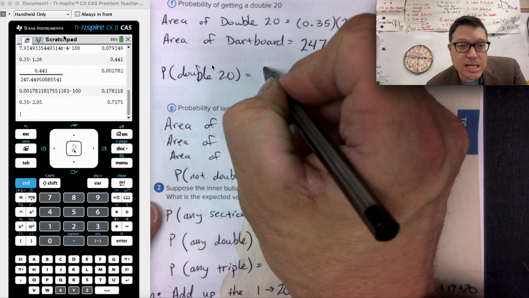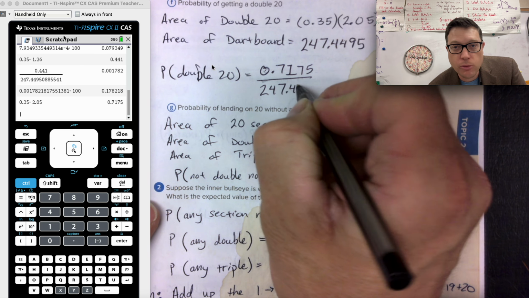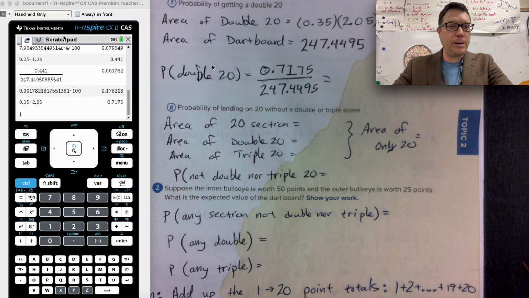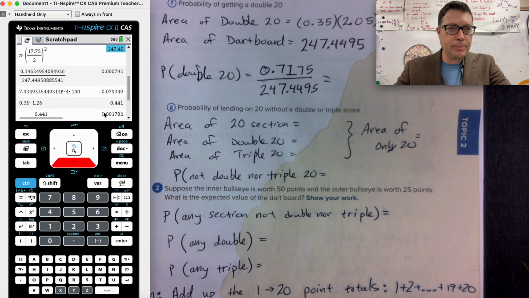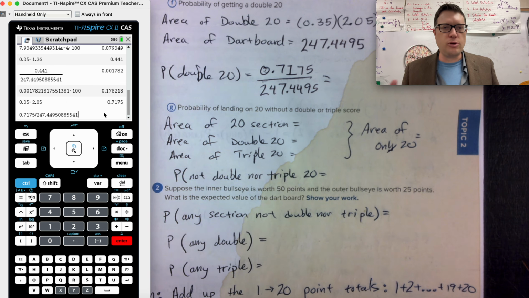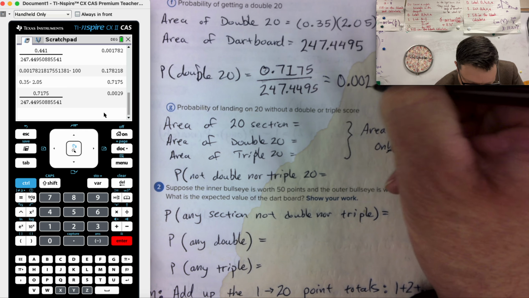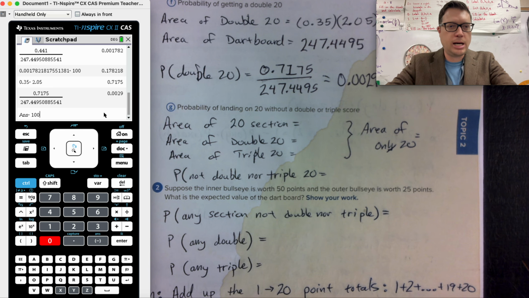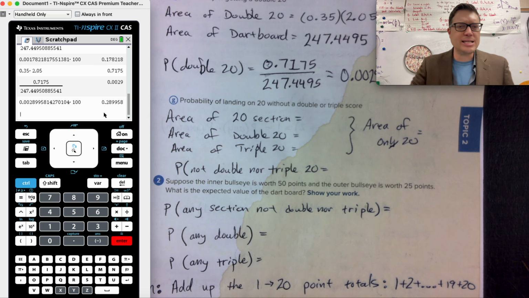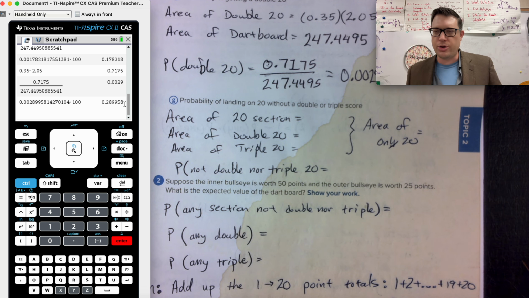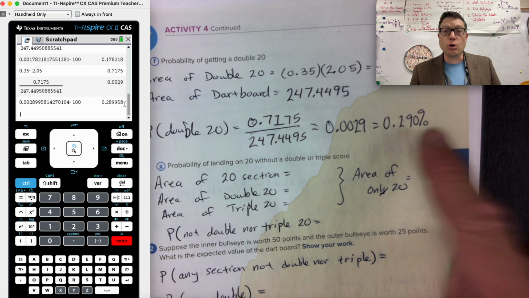The probability of landing in double 20 is the area of landing in a double 20, 0.7175, divided by the total area, 247.4495. So if I go to my calculator, I go up, up, enter, divide by, up. There we go. You can adjust up and down, by the way, if you pass it. Just go back down. Enter, 0.0029. If you want to write that as a percent, right now hit times 100, and we have 0.29%. I saw the 8 followed by 995, and it's all just going to round up to 900. So maybe throw in a 0 right here just to make it believable. It's going to round to 0.290%.